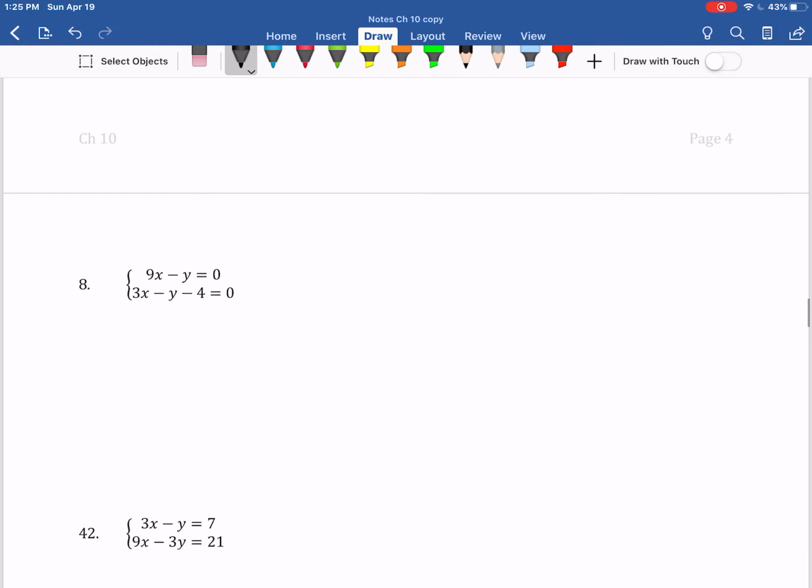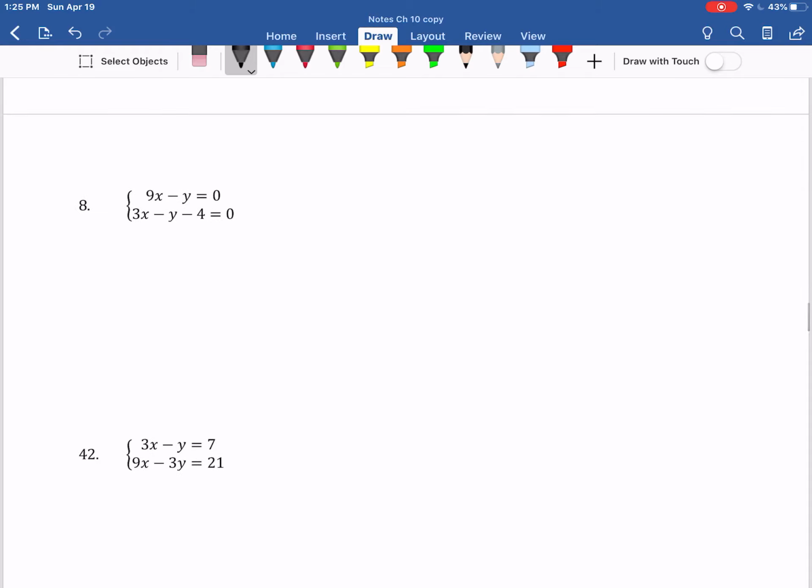Let's continue to example number 8. We're solving this using matrices once again, but we have to make sure that everything is in the correct position. And so you notice on the second equation that minus 4 is not. The equation needs to equal that constant. So I'm going to rewrite this as 9x minus y equals 0. That was okay. But the bottom equation, 3x minus y, needs to equal 4. So that's your system of equations now.